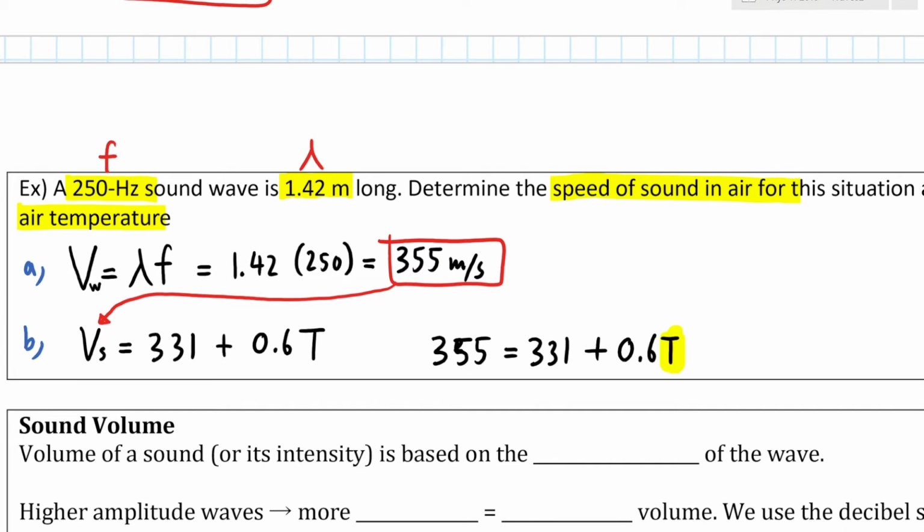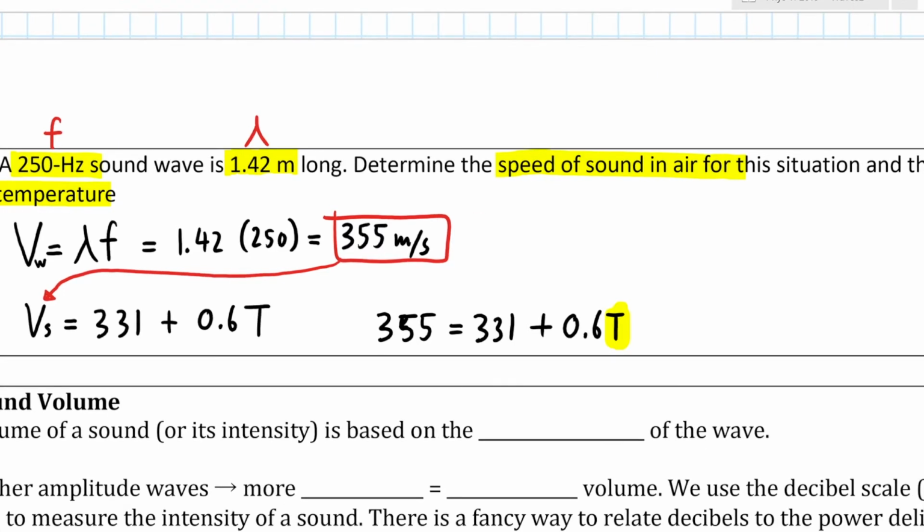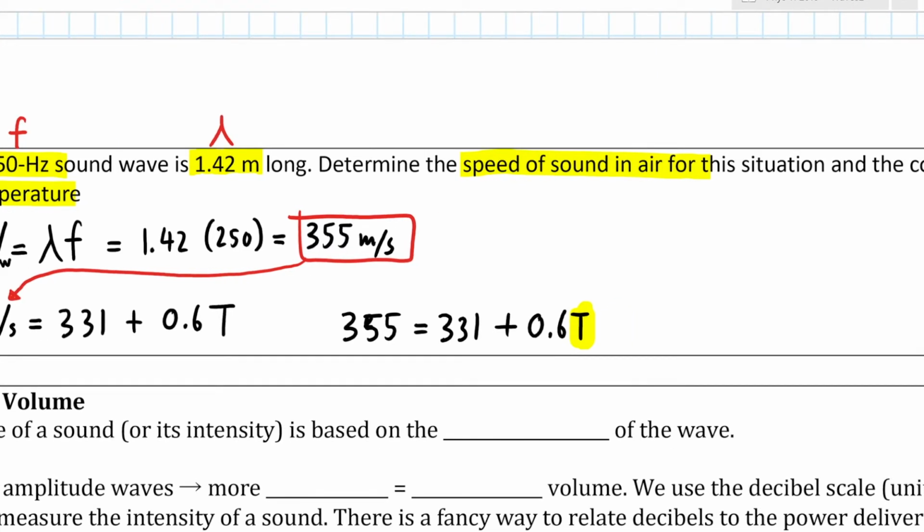Solving for T, the temperature of that day. Be careful though, when you solve for this T, make sure the 331 is the first step to go. And then, of course, subtract 331 from 355, divided by 0.6, and you get the temperature of that day to be 40 degrees Celsius. Pretty hot day. 40 degrees Celsius.